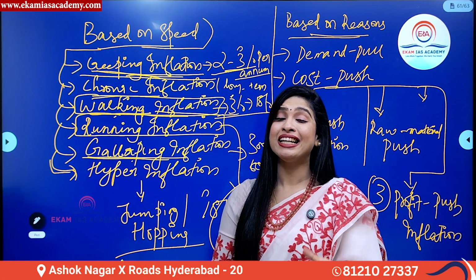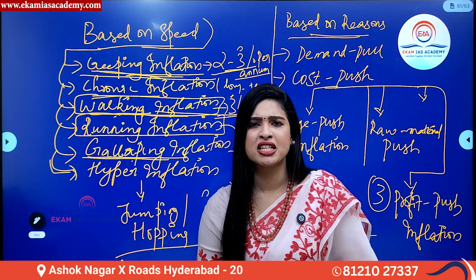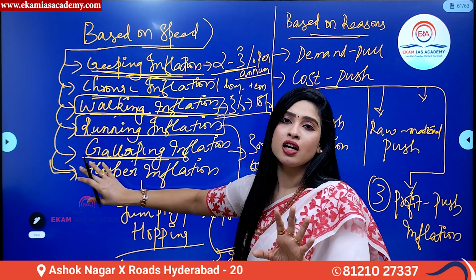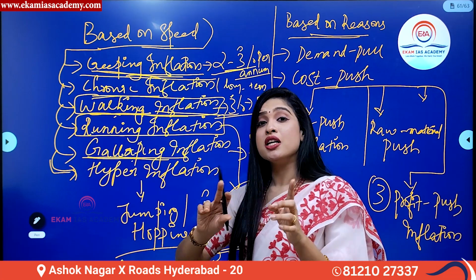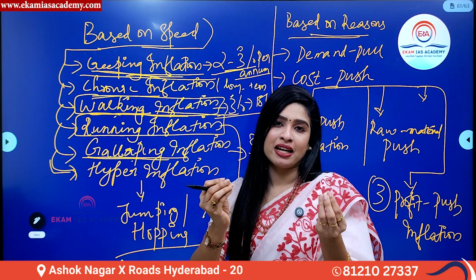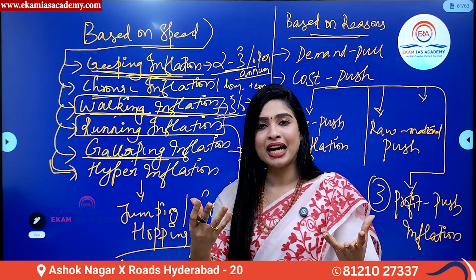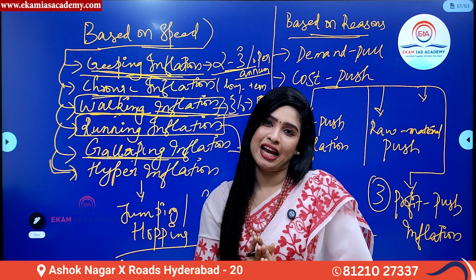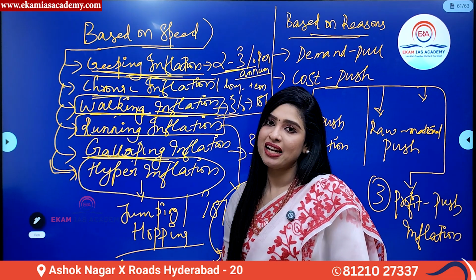From galloping, the next type of inflation is hyperinflation. We will discuss hyperinflation in detail in the next video because it is a very important topic for the prelims as well. In simple terms, hyper means uncontrollable or extreme form of inflation, when the rate of rise in prices is more than 1000% per annum. For example, when price rise is more than 50% in a month, that is also called hyperinflation. This is uncontrollable and very, very dangerous for the entire economy.